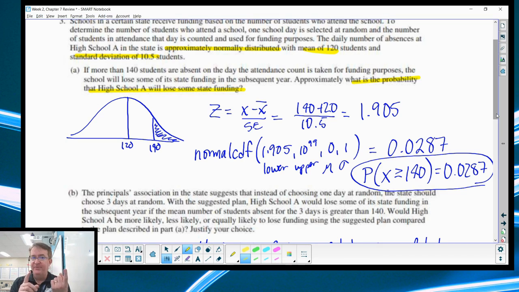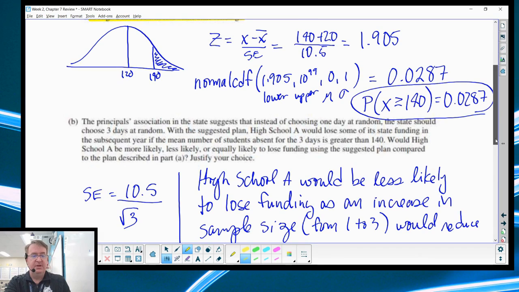There you go. Because remember what ends up happening, and I think I have it written down here. Your standard deviation is going to go from 10.5 to 10.5 divided by the square root of 3. And so that's going to tighten up that curve. Because remember, the larger the sample size, the normal curve gets tighter, so the standard deviation goes down. So because of that, could you calculate it out? Probably. Do you need to?